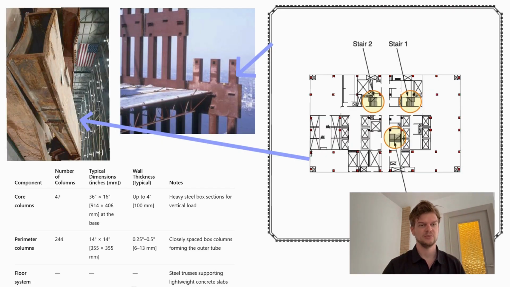To give you a sense of the building, the World Trade Center towers had 110 floors. Each tower measured approximately 200 by 200 feet, about 65 by 65 meters. The exterior columns were 14 by 14 inches in cross-section, while the massive core columns measured 36 by 16 inches. The floors were constructed using steel trusses topped with concrete slabs.